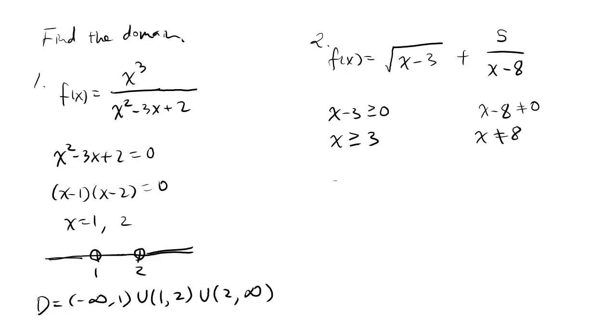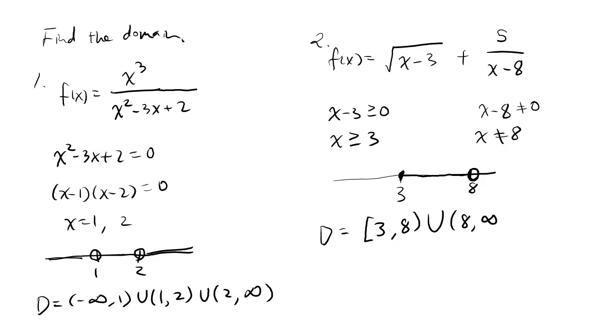So putting these together, this is what you have. Here's 3. This one says everything after 3 is okay. This one says, however, if you have 8, that's not okay. So at 8, you have an open circle, and 3 and afterwards is okay. So the domain is the interval from 3 to 8, 3 is included, but 8 is not, union, then 8 to infinity. See how I use the square bracket here because 3 is included? In the other case, since the numbers are not included, you should put parentheses.